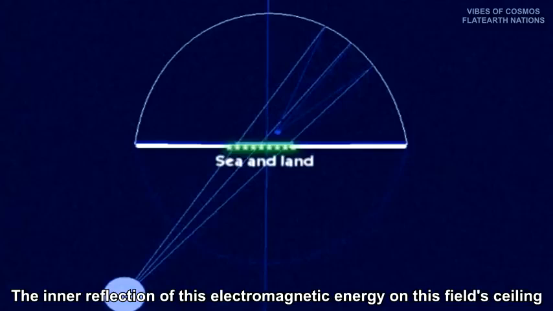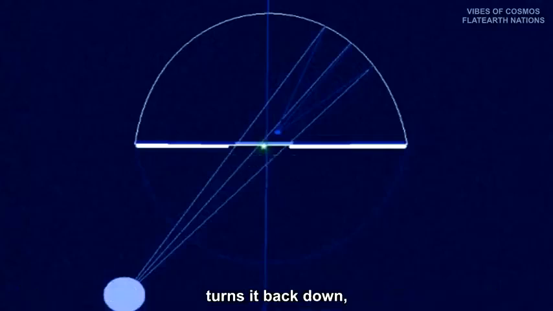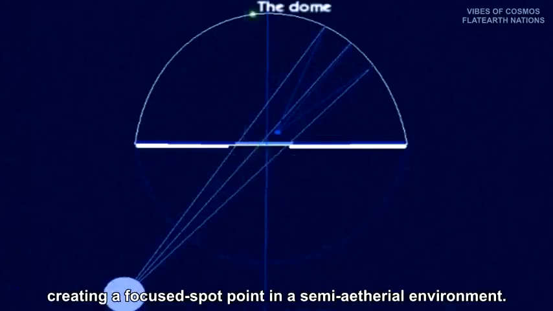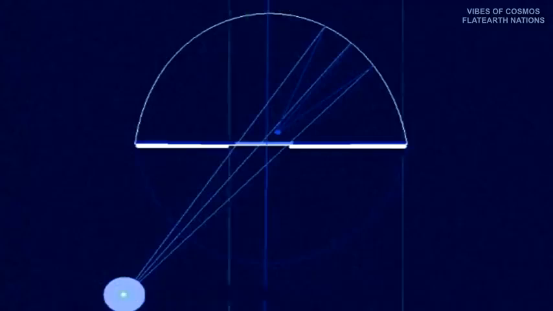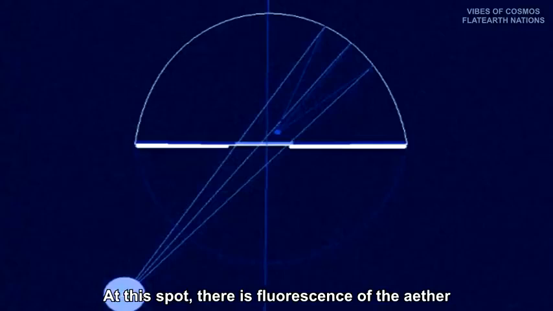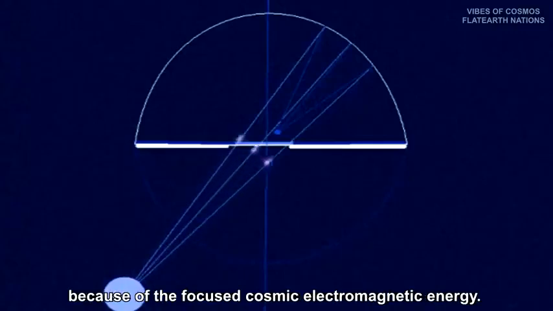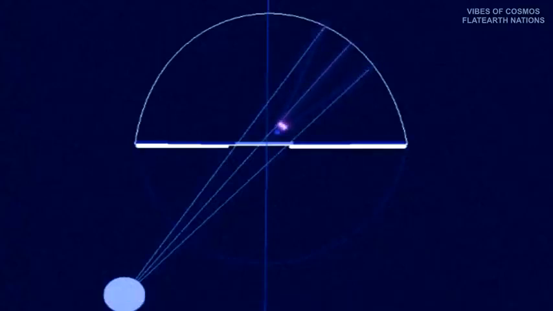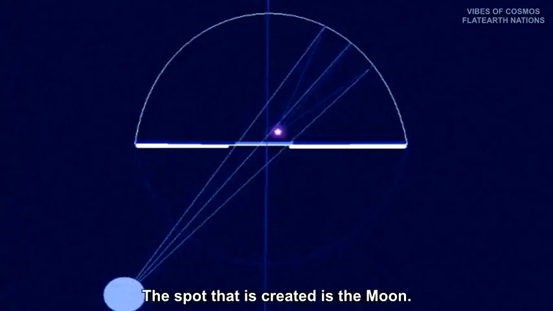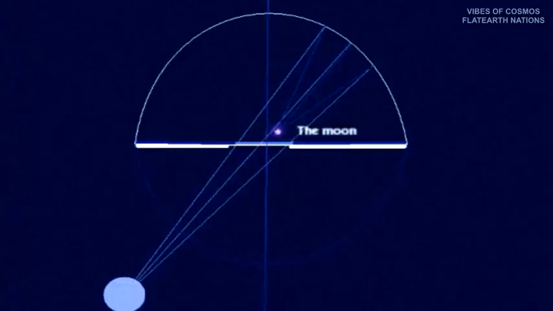The inner reflection of this electromagnetic energy on this field's ceiling turns it back down, creating a focus spot point in a semi-ethereal environment. At this spot, there is fluorescence of the ether because of the focused cosmic electromagnetic energy. The spot that is created is the moon.